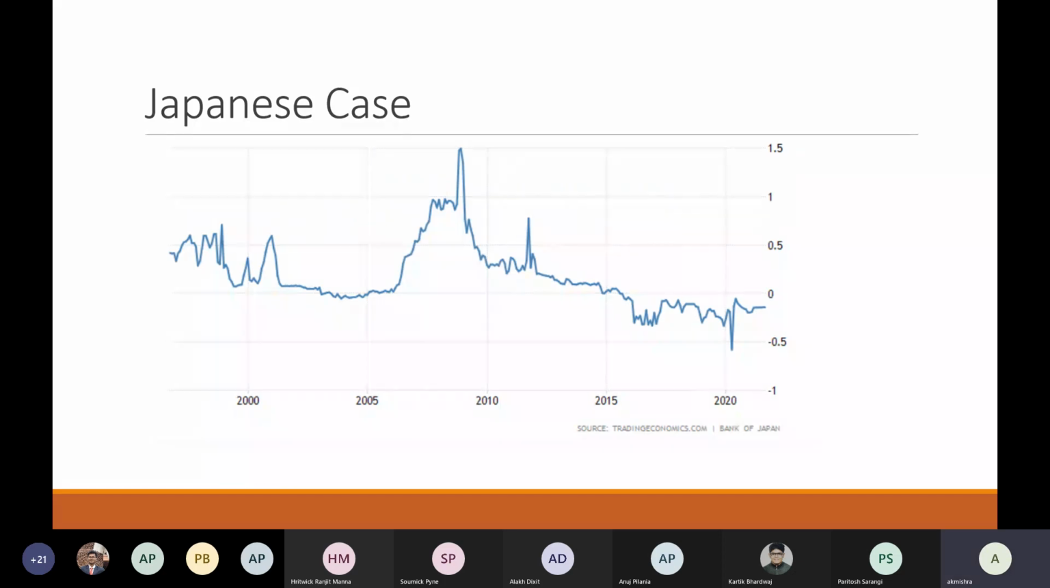This is the Japanese case, very interesting. Hardly will you find this kind of trend. So here you can see this is basically the interest rate. So this is the bank interest rate. So what we are observing is negative.